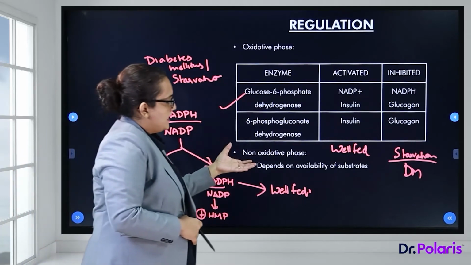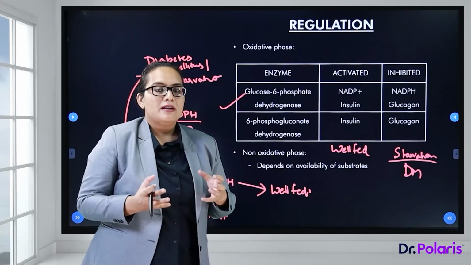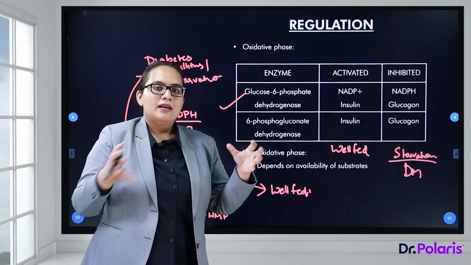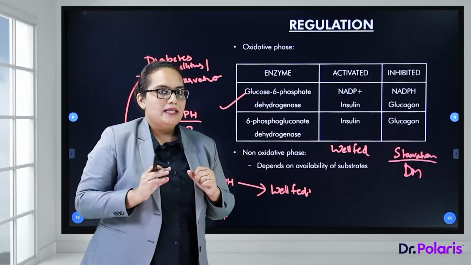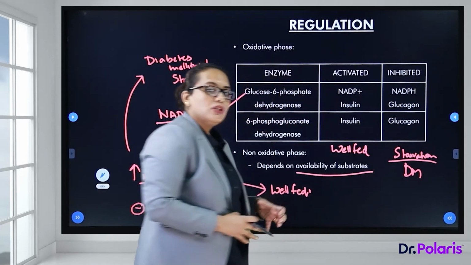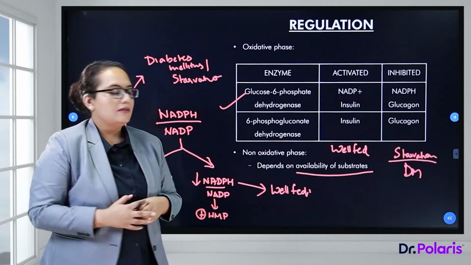Whereas the next one, that is non-oxidative phase, depends entirely on the availability of substrates. So if you have pentose sugars available, you can have the reactions occurring in the forward direction where you have hexose monophosphates formed in the end. So the availability of substrates in the form of pentose sugars is very important for the non-oxidative phase to occur.